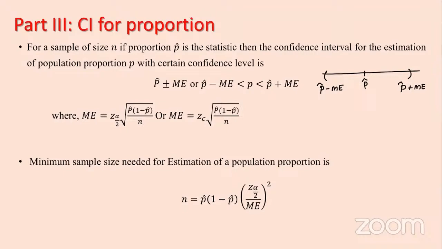Right? P hat minus margin of error will be the lower boundary. P hat plus margin of error will be the upper boundary. And remember, in order to find the margin of error here, we have the similar formula. Margin of error is equal to, we use the critical value. If you remember the confidence interval first type or the second type, we have the critical value, right?